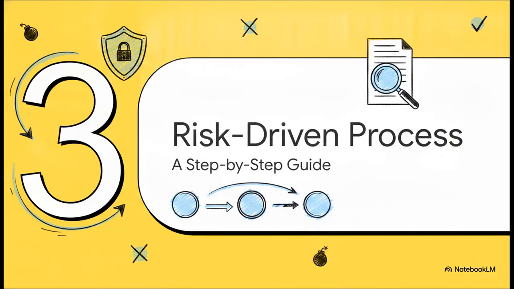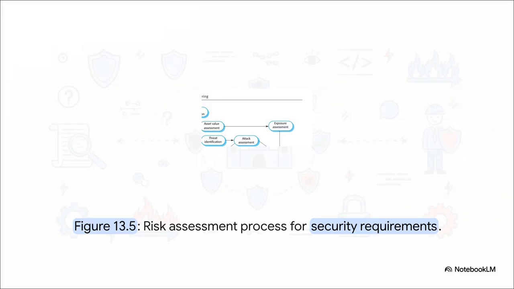Now that we know the types of requirements, how do we actually figure out which ones our specific software needs? For that, we use the Risk-Driven Specification Process. This is really the methodological core of this whole chapter. Taking a look at this preliminary risk assessment process diagram directly from the text, you can see how it visually grounds our chronological steps.